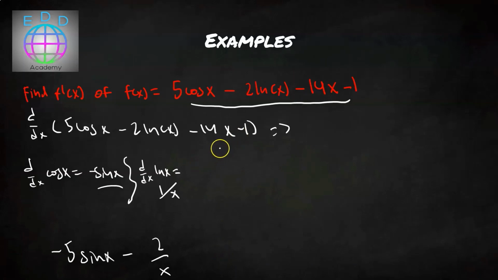And the derivative of 14x is just 14, so minus 14. And the derivative of 1 is a constant. Our constant rule says that the derivative of a constant is just 0. So that's our derivative.